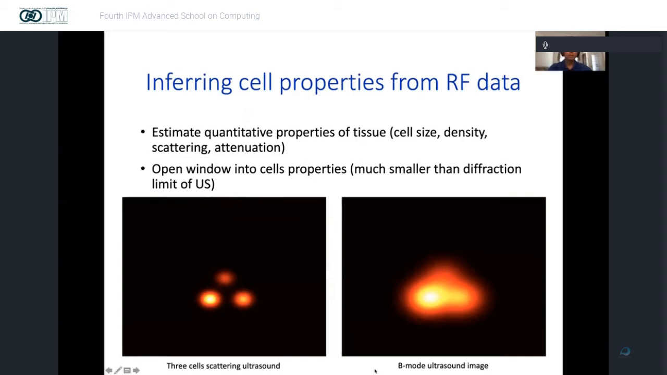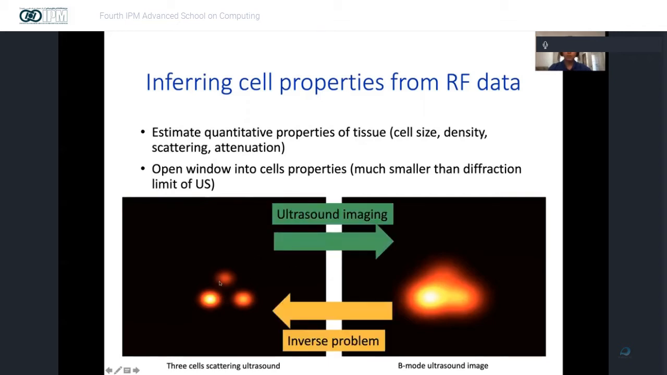So here on the left, we have 3 cells that scatter ultrasound. They are much smaller than the ultrasound wavelength, and the ultrasound image cannot resolve them. So going from these cells to this image, that's the ultrasound imaging system. And we get this. Now our goal is to solve the inverse problem and go from this image into this image, where we can infer properties of the scattering medium, which is in this case tissue.